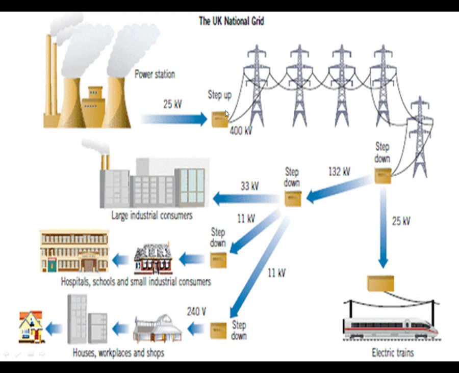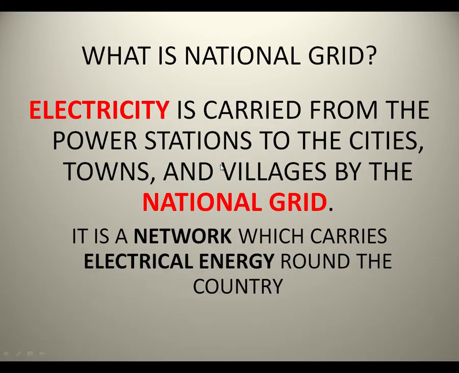So this is how the power station is producing the electric current. The electricity is produced by the power station. Then it is flowing through different power stations. Step by step, it is reaching different places in the towns and cities and different places where electricity is needed. So the function of the national grid is to carry the electricity from the power stations to the cities, towns and villages.